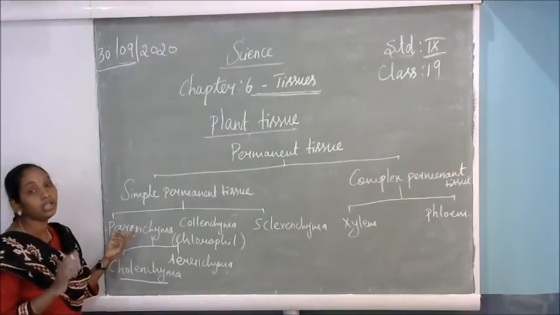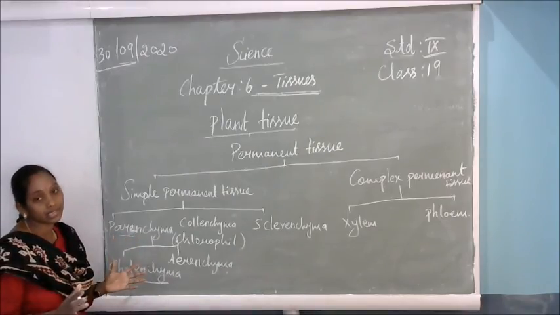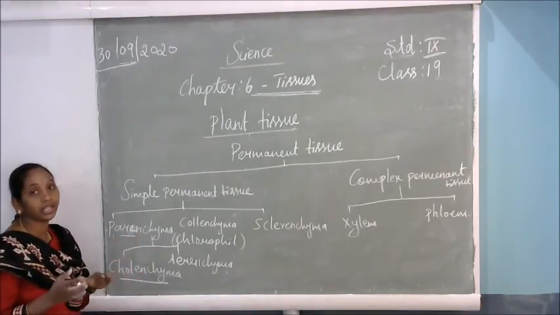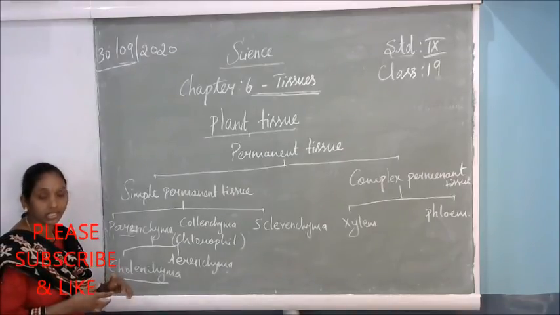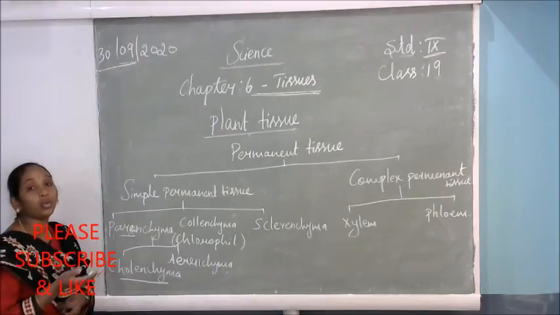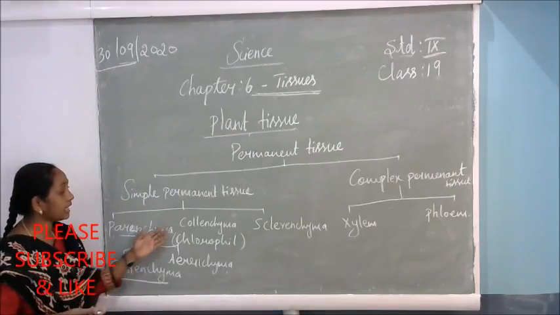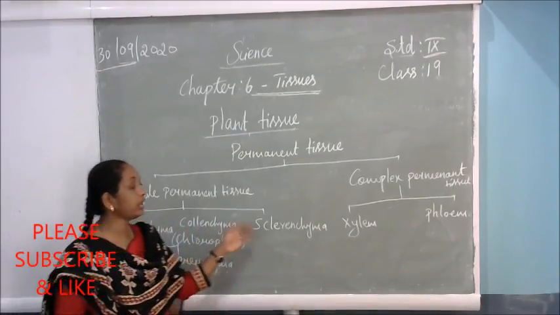Parenchyma is a simple tissue. It has more space inside. Because of that space it can store the food and do photosynthesis, and the plants can float on the water. Next class we will discuss collenchyma and sclerenchyma.